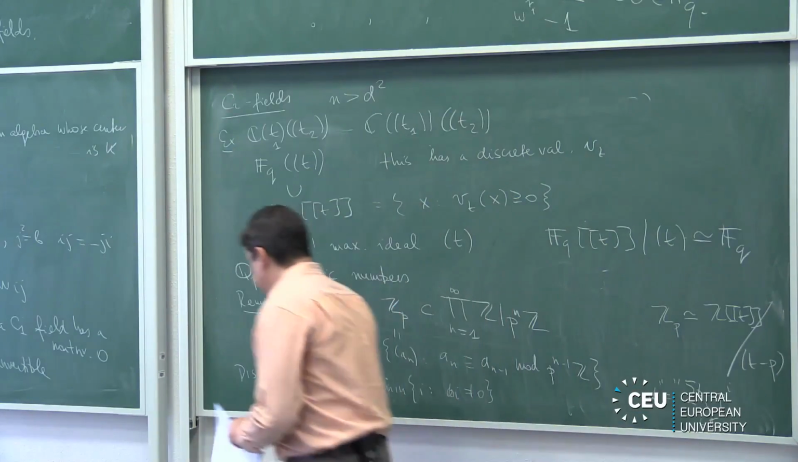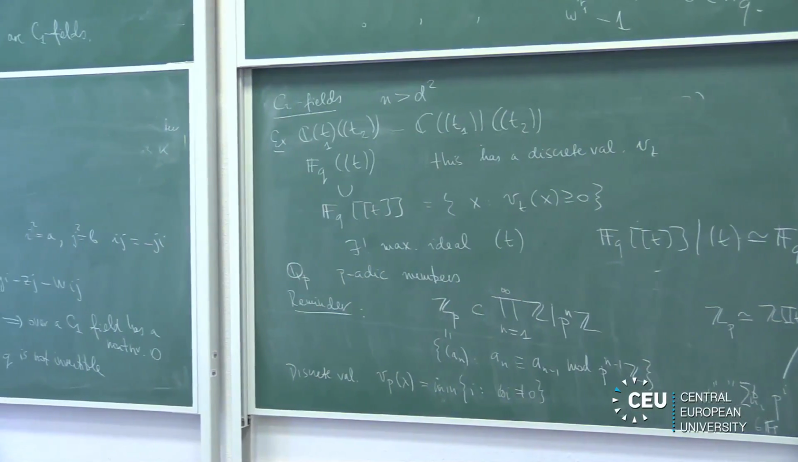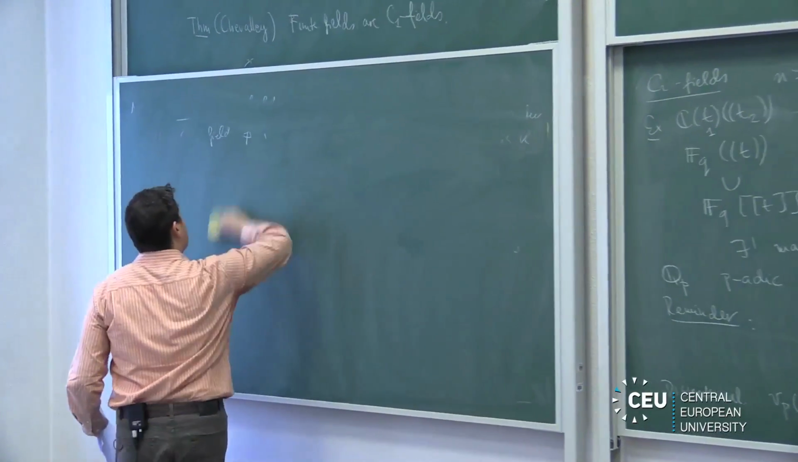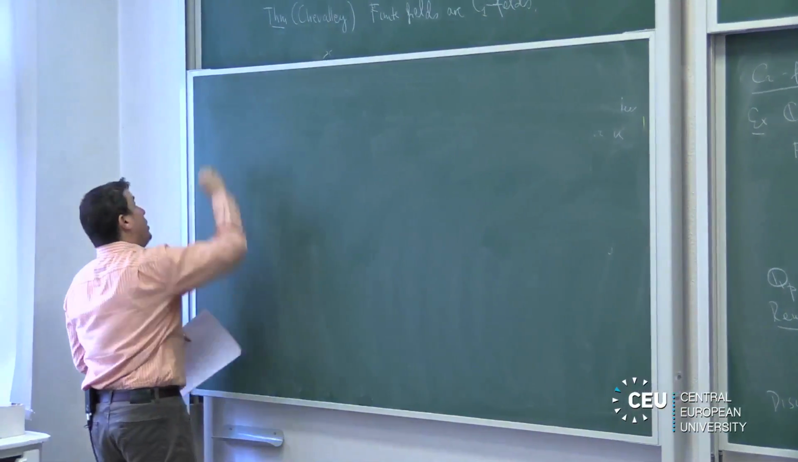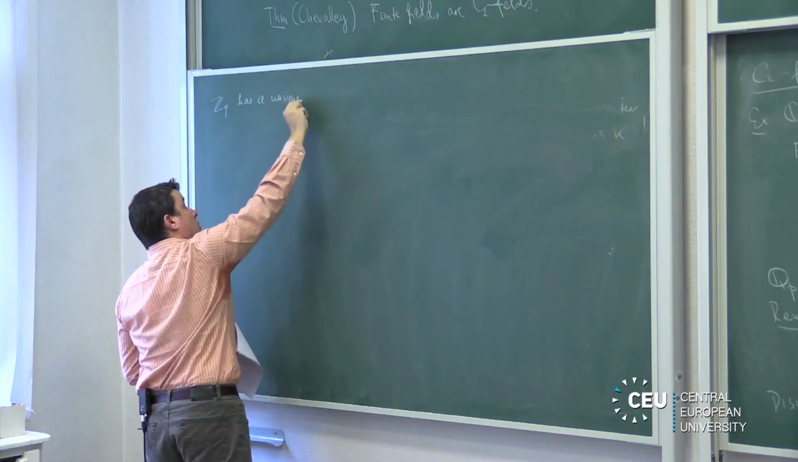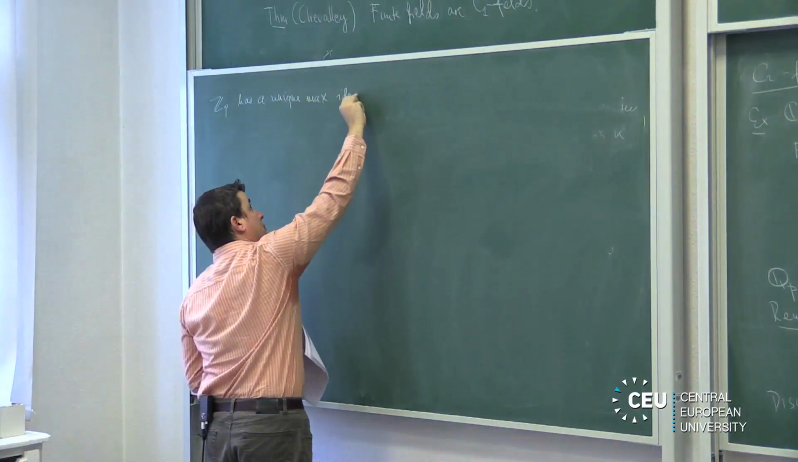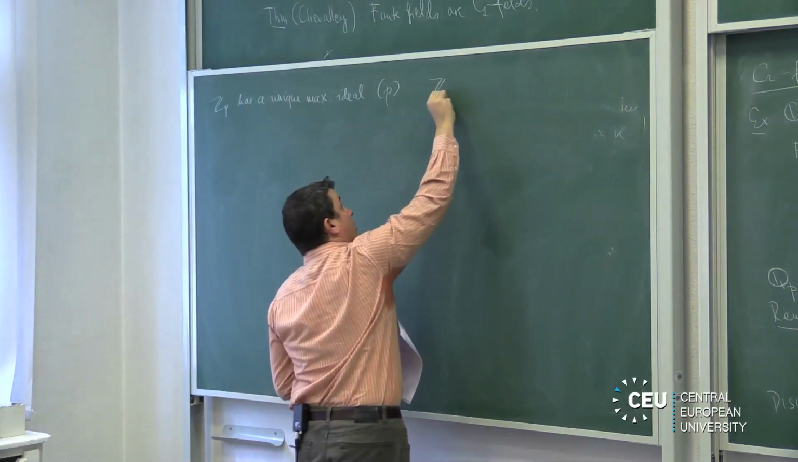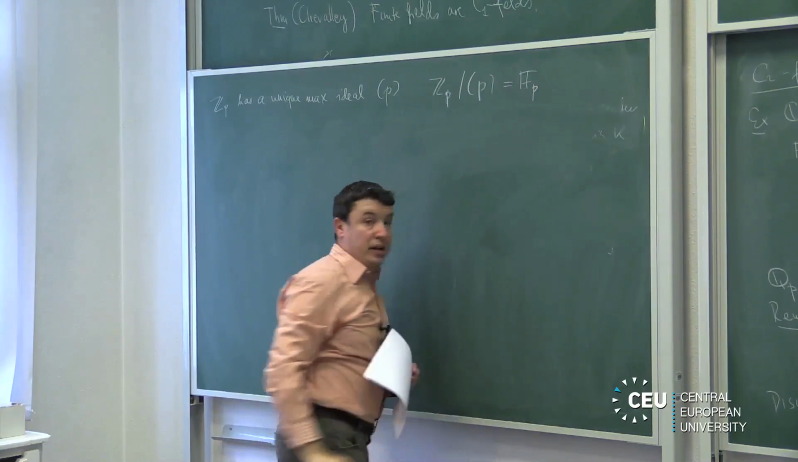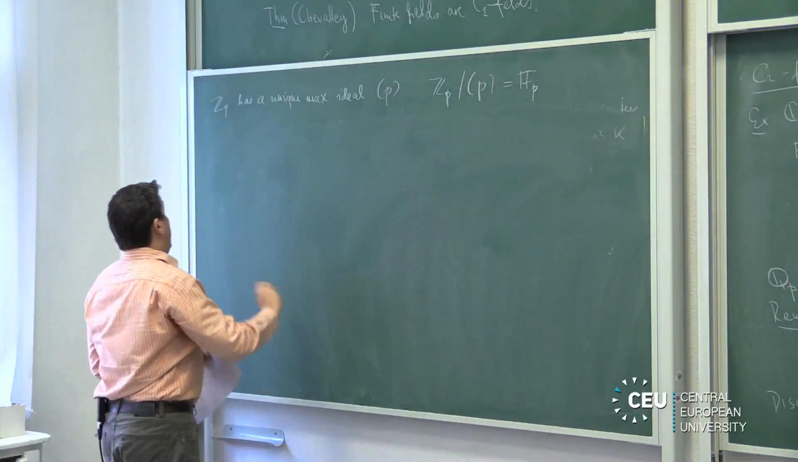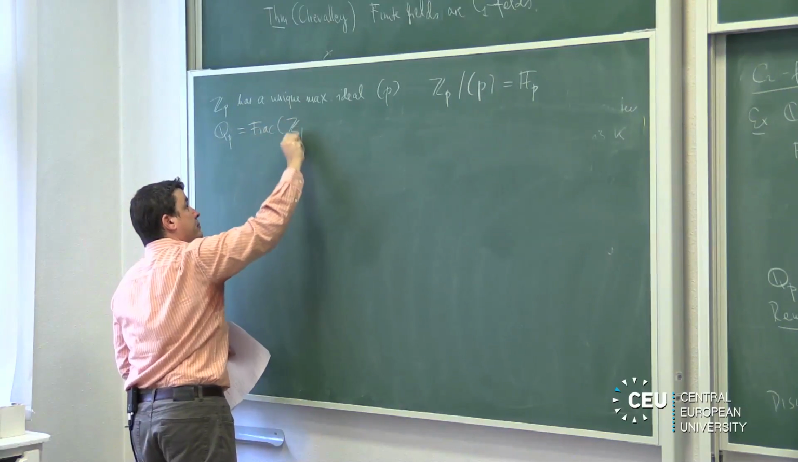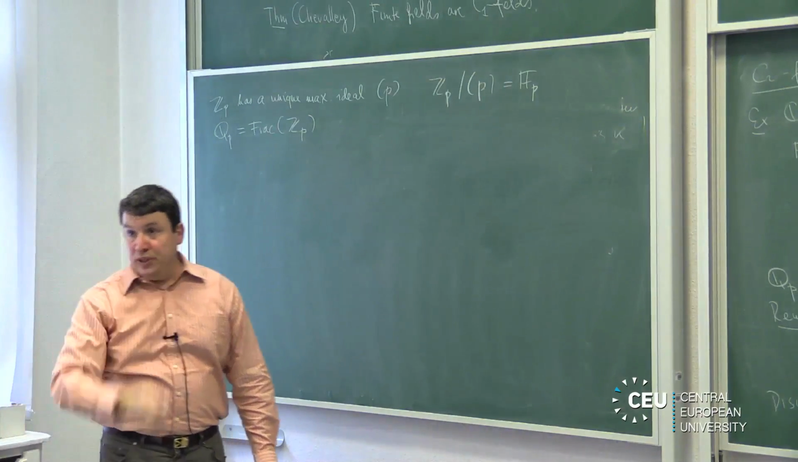Where should I write it? So Z_p has a unique maximal ideal generated by p. The quotient is again a finite field, F_p. And so the p-adic numbers are defined as the fraction field of this, and it's equipped with this discrete valuation.